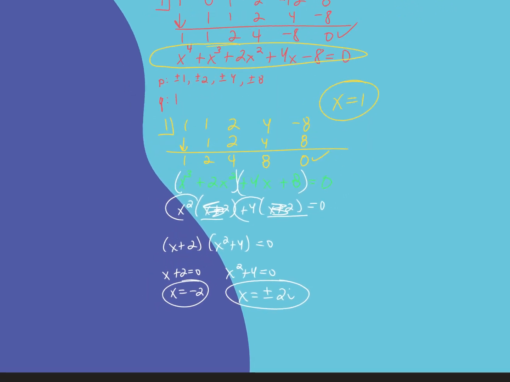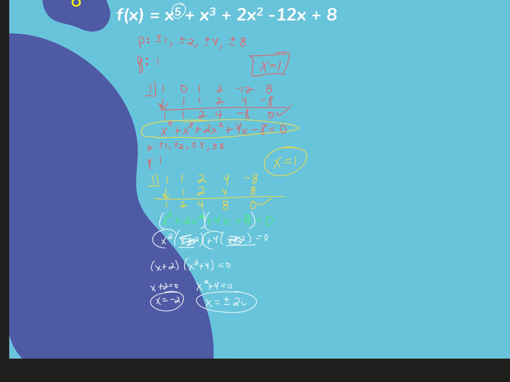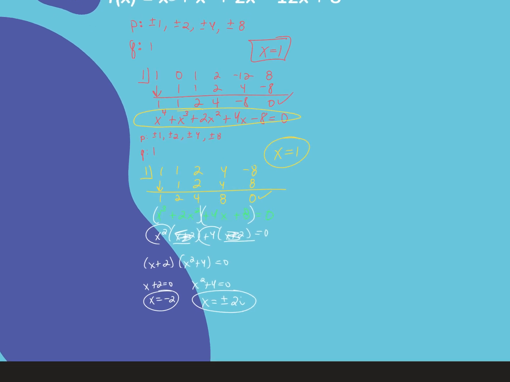Do I now have all 5 of my answers? Yes, I have 1, 2 times. You guys see that? How many real answers do I have? 3. How many imaginary? 2. So I have a total of 5 solutions. I have a total of 5 roots. How many x-intercepts do I have? 3. How come I only have 3? 2 of them are what? Imaginary.